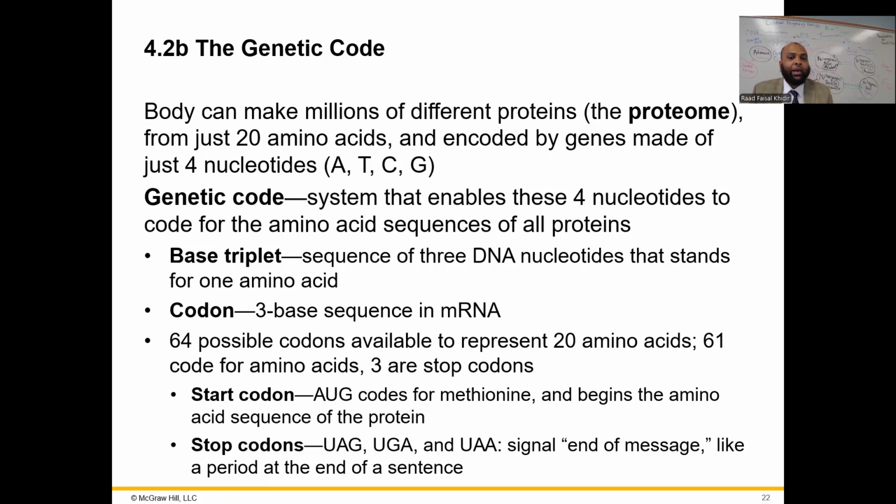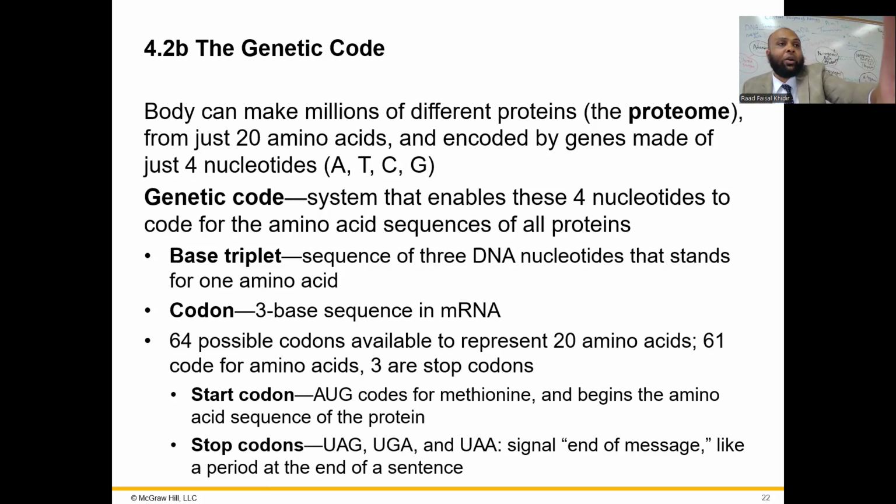So the genetic code enables these 4 nucleotides to code for the amino acid sequences of all the proteins. The base triplet is a sequence of 3 DNA nucleotides that stands for 1 amino acid. In the codon, you have 3 base sequences in the mRNA, and 64 codons available to represent 20 amino acids. 61 code for amino acids and 3 are stop codons. So you need to know the stop codons and the start codons.